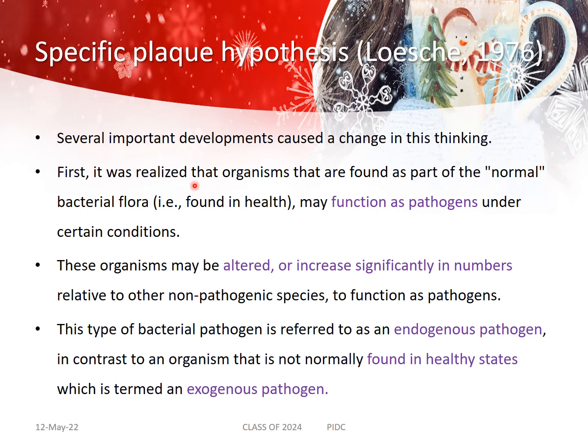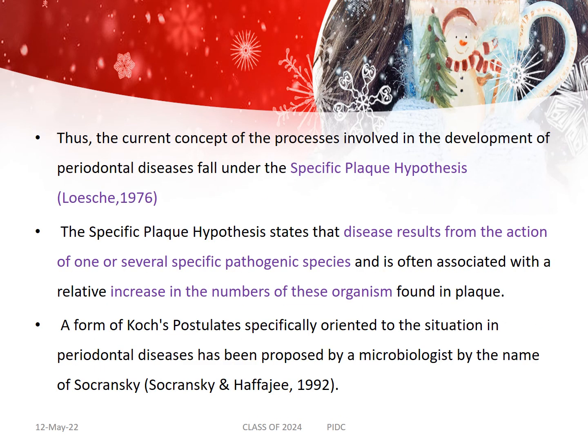First, it was realized that organisms found as part of the normal bacterial flora may act as pathogens under certain conditions, when the conditions are deleterious. These microorganisms may be altered or increased significantly in numbers relative to other non-pathologic species to function as pathogens. This type of bacterial pathogen is referred to as an endogenous pathogen, in contrast to an organism that is not normally found in healthy states, which is termed an exogenous pathogen. Thus, the current concept of the process involved in the development of periodontal disease falls under the specific plaque hypothesis.